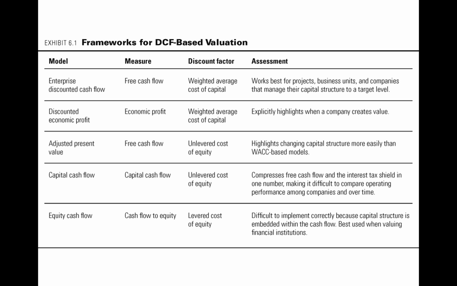So again, I can look at the impact of the APV on that transaction. So again, if capital structure changes, it makes sense to use APV. If capital structure doesn't change, APV is a lot of work that gets you the same answer as the enterprise DCF. Model number 4, capital cash flows.